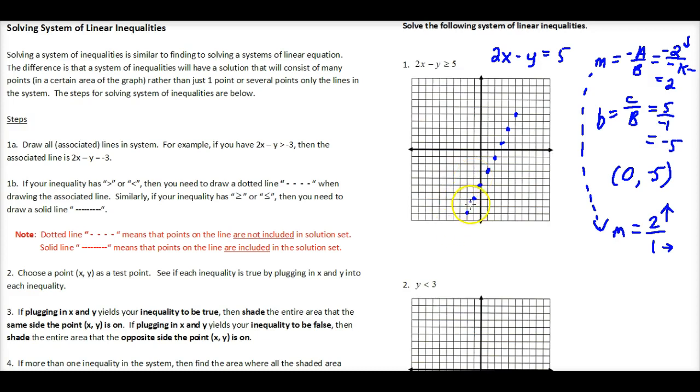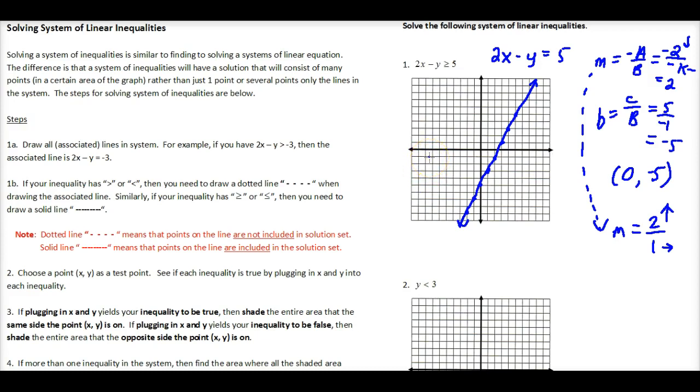And since we know that this is greater than or equal to here, we're going to draw a solid line. So I want to go ahead and do that now. Okay, so now once that's done, we can go ahead and move on to the next steps.